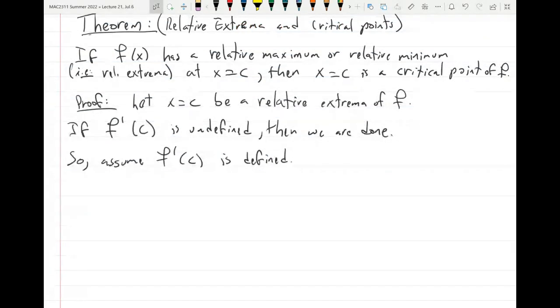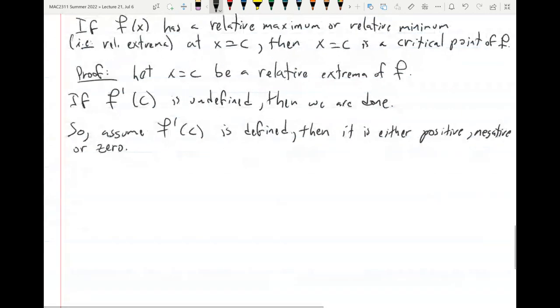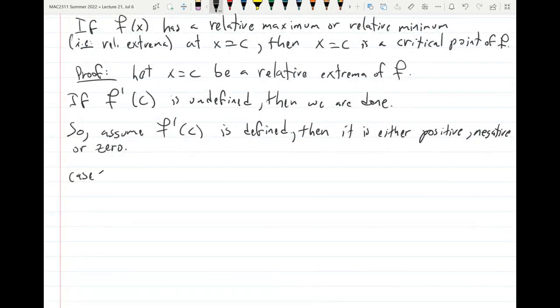So assume f prime of c is defined. So this is a number. So then it is either positive, negative, or 0. I mean, if you pick any number whatsoever, those are the 3 possibilities for any number that you pick. Let's argue that the first 2 are not possible. So case 1.